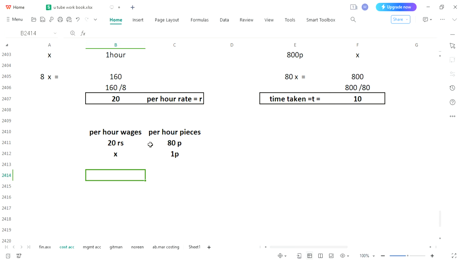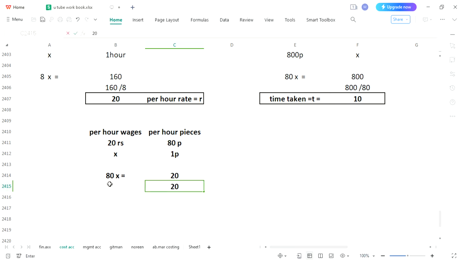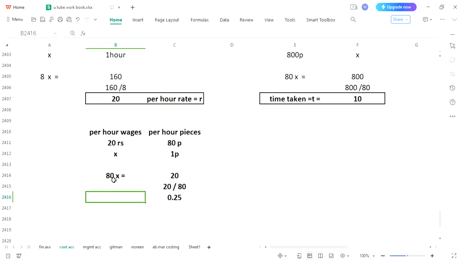Again we will use cross multiplication. X would be multiplied by 80, we will get 80x, and on the right side 20 would be multiplied with 1, so we will get 20 over here. 20 is already present over here, and we want to take this 80 to the opposite side. Here it is multiplied. When you take it to the opposite side, it would be divided. Statement completed. Now we can calculate 20 divided by 80. So this is our calculation.